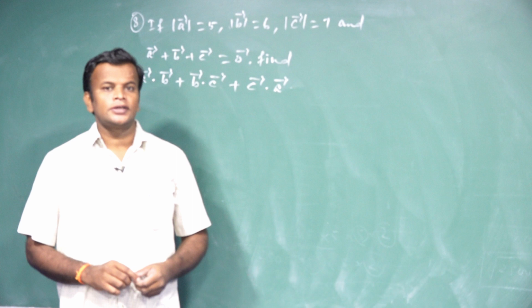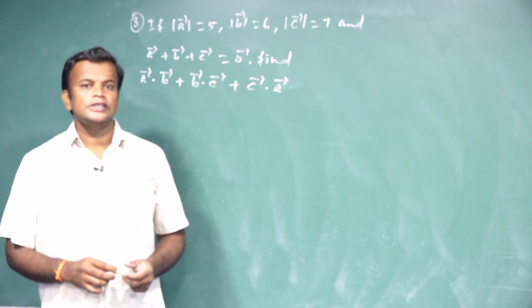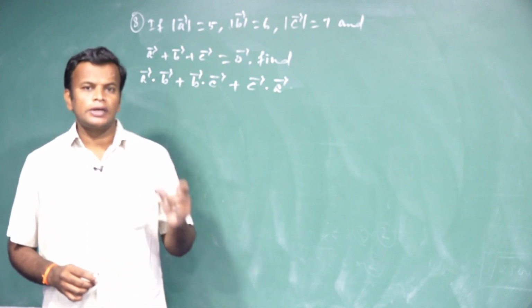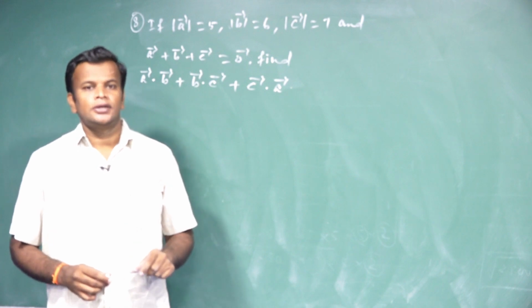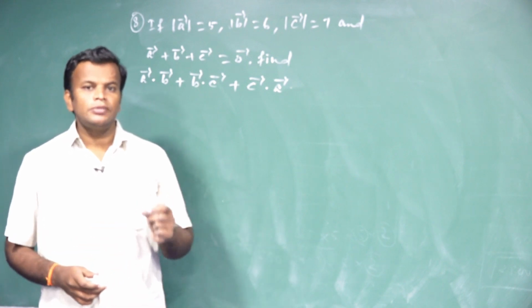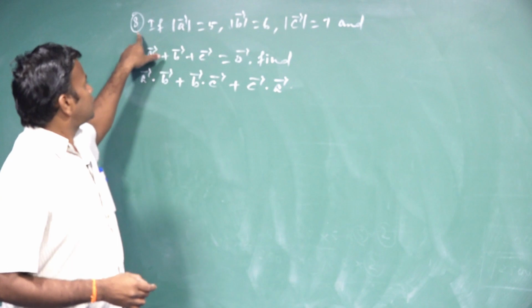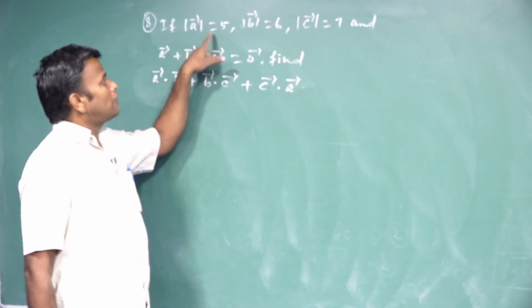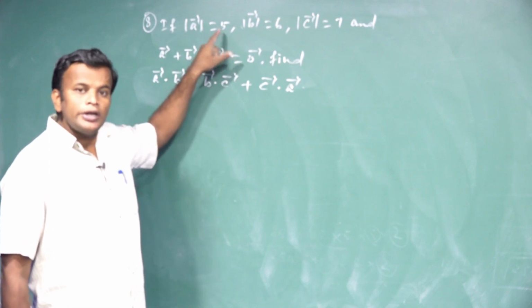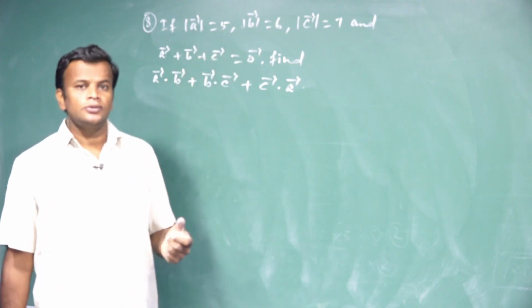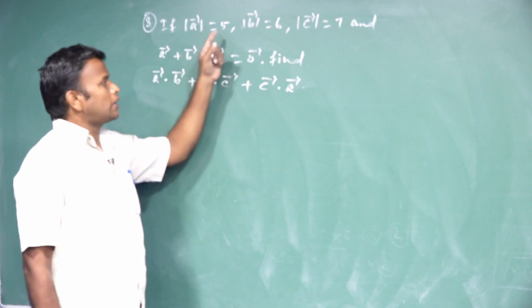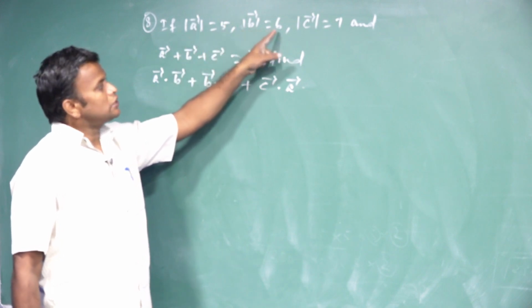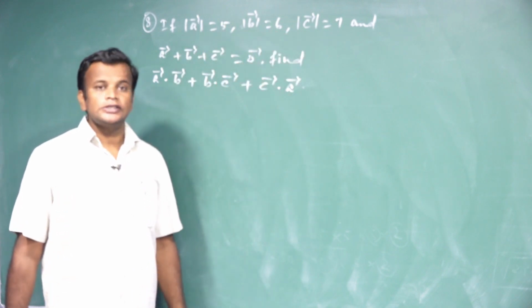Good morning, students. In the previous class, we saw some problems involving vectors and modulus. Now we continue the problems in the same exercise. Next question, the 8th one. Given the modulus of vector A is 5. Modulus, or another name, magnitude. The magnitude of A is 5, the modulus of vector B is 6, and the modulus of vector C is 7.